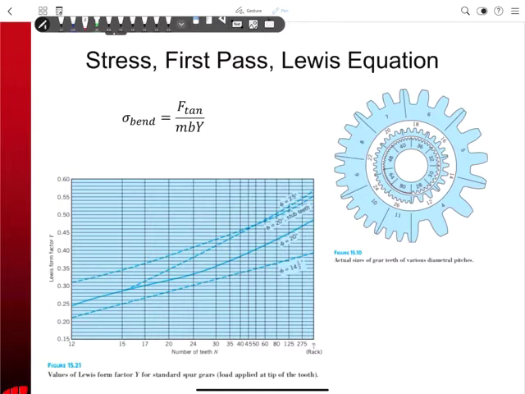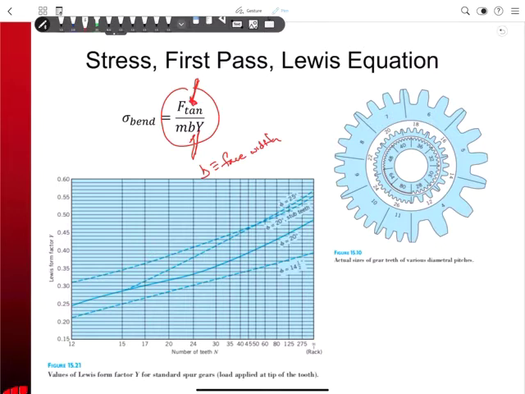I don't want you to just look at this equation here and say, what does that stuff mean? Well, I'm trying to figure out the bending stress. The bigger the tangential force is, it makes sense that the bending stress goes up. More force, more bending stress, that's fine. What about B? B is face width. The wider the gear teeth are, the more material is there to resist the bending, and so the lower the stress is. So that makes sense. Larger face width, lower stress.